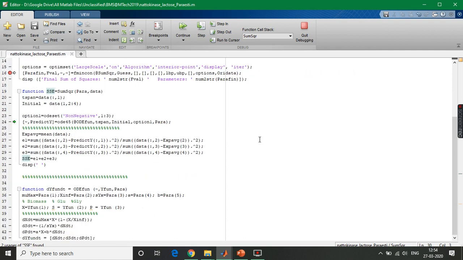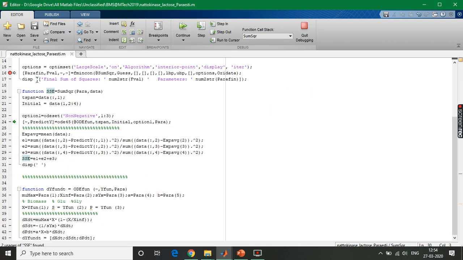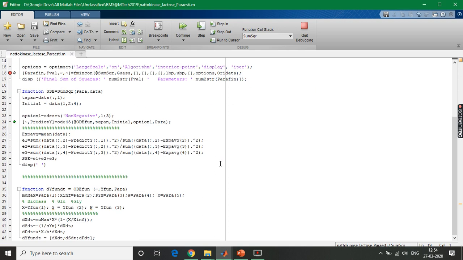So basically we need to have here three different functions. One is the main function, one is for the SSE calculator, within which the ODE45 will be called, and another one is the differential function, which will actually contain the differential expression. Let's see, we will move further.